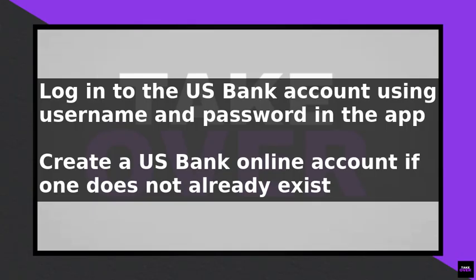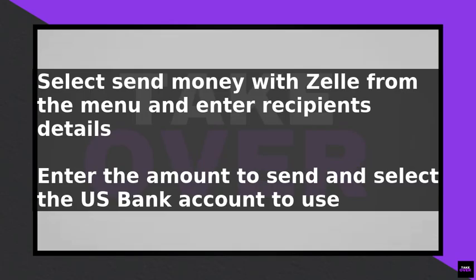To send money with Zelle, select Send Money with Zelle from the menu, then enter the recipient's email address or mobile phone number. Enter the amount you want to send and select the US Bank account you want to use. Add a memo if desired, then review and confirm the transaction.